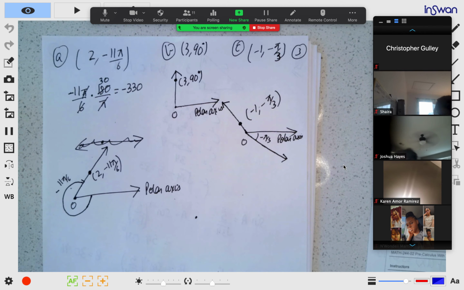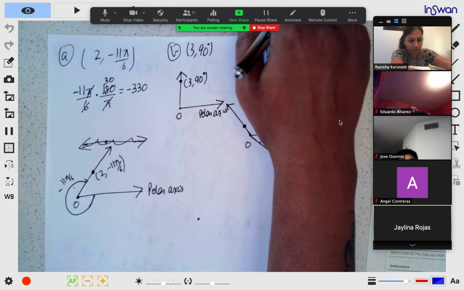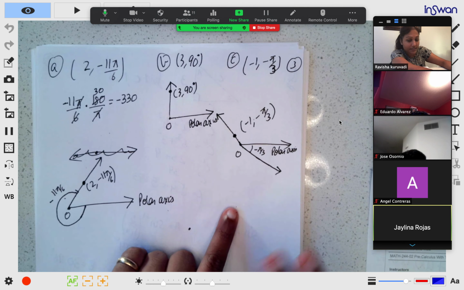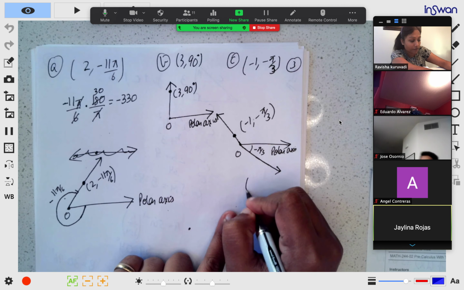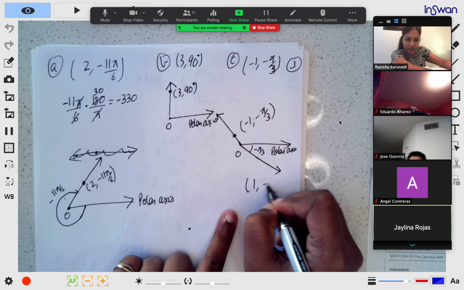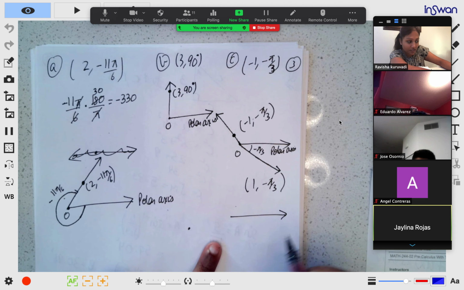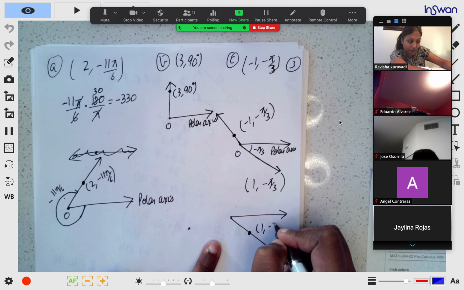Miss K, I have a question. How come for -1, negative pi over 3, the dot is on the top? Wouldn't the top be positive? So see here. If I say, okay, Jelena, you have to draw 1, negative pi over 3, how would you have drawn it? This was your polar axis, negative pi over 3 is here. You would have drawn 1 here, and this was your 1, negative pi over 3.